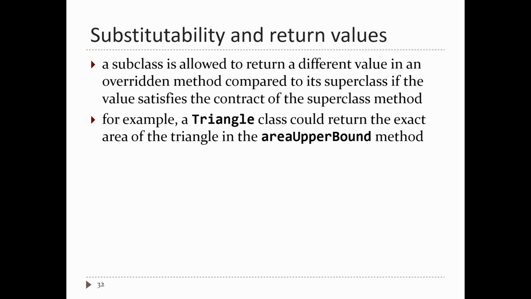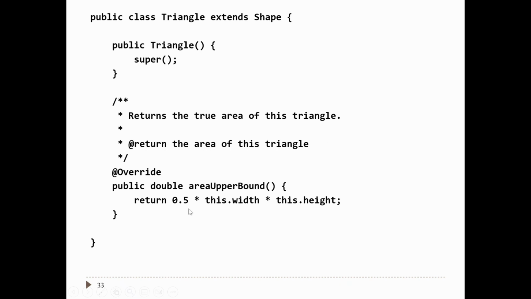So remember there's this area upper bound method, and the area upper bound method in shape says it returns an upper bound of the area. But for a triangle, you can compute the exact area trivially. So the exact area of the triangle is just 1/2 the width times the height. That value satisfies the contract of the superclass, because the true area of a triangle is an upper bound on the area of the triangle. And so you can change the value that a method returns as long as you still satisfy the superclass contract.